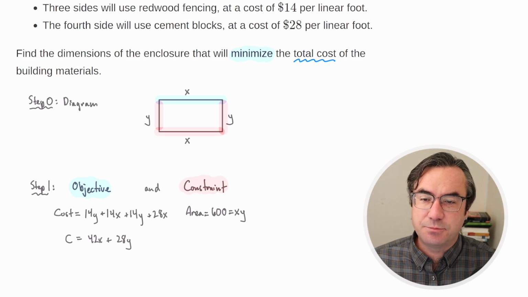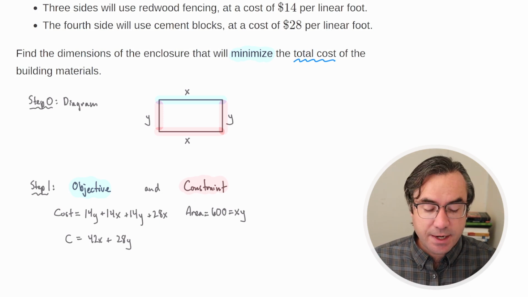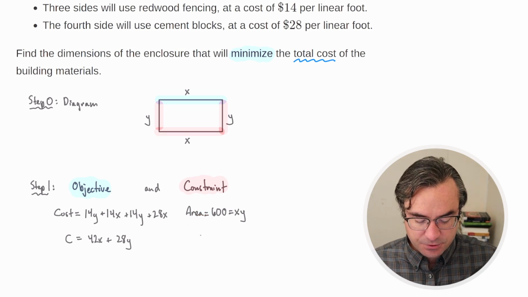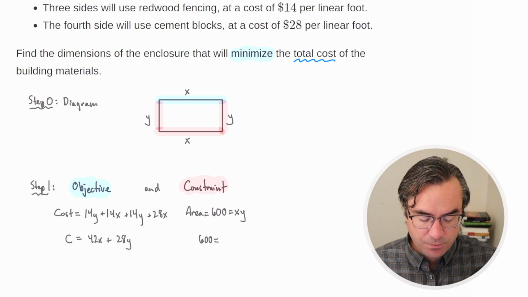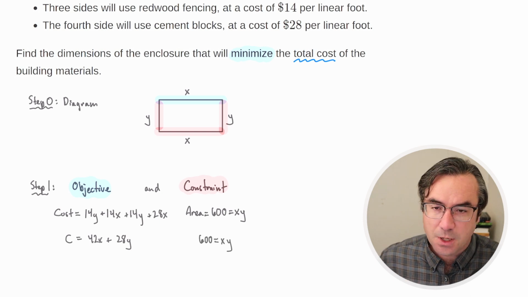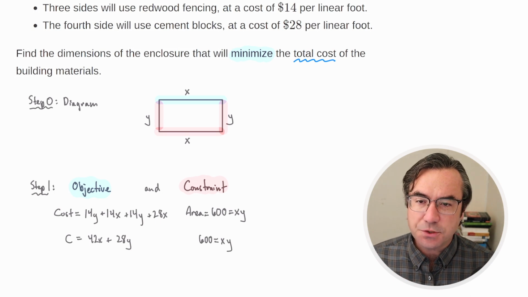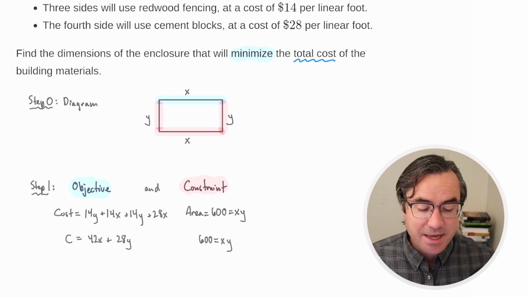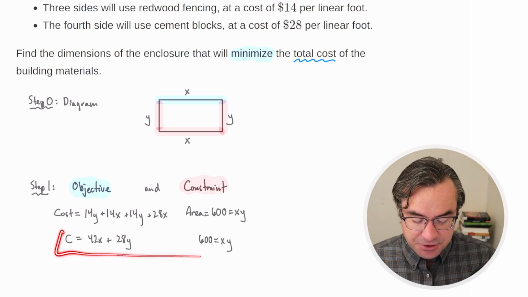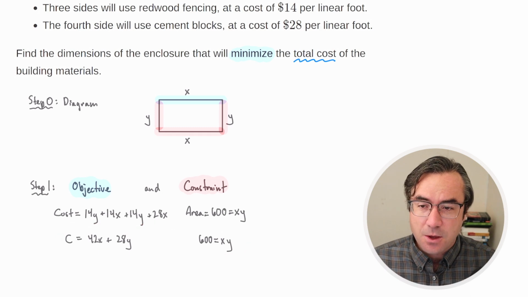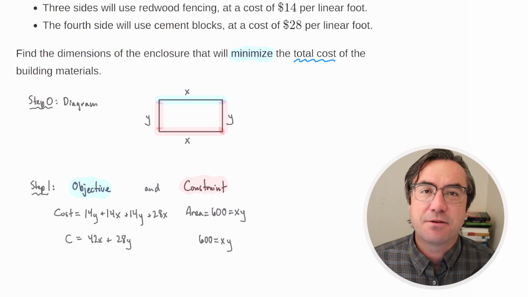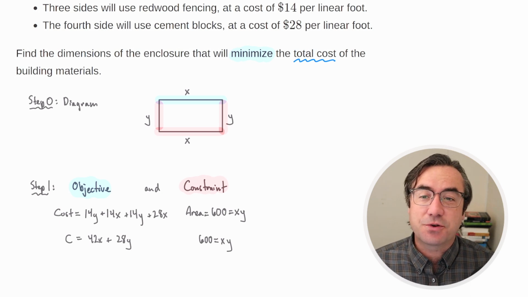All right, so that's our objective. And the constraint, the area we know is 600, so we can just write that as 600 equal x times y. All right, so this is usually the hardest part of doing these, is getting these 2 equations. Once we have these, now we just go through the motions of our constrained optimization.